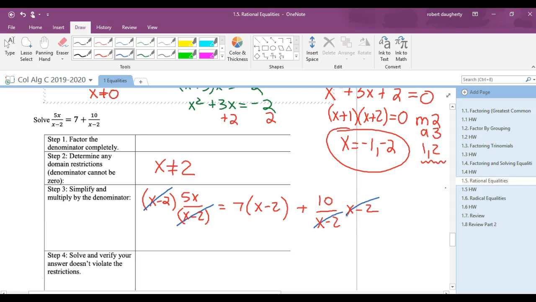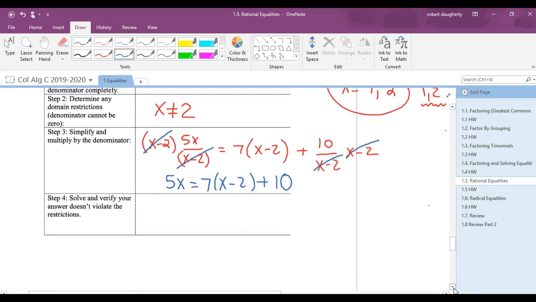Okay. So now this problem boils down to what? 5x equals 7 times (x minus 2) plus 10. Now you should like this problem better because I don't see any x squareds. This is not a quadratic. This is a linear equation. Okay. How do I solve this? What do I do next? Yeah, so I've got 5x equals 7x minus 14 plus 10.